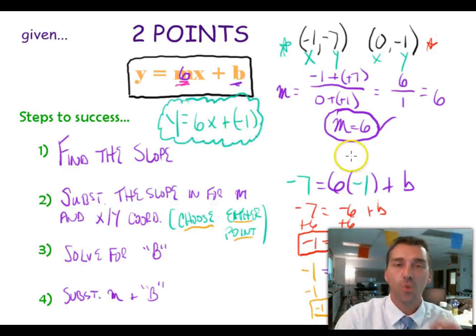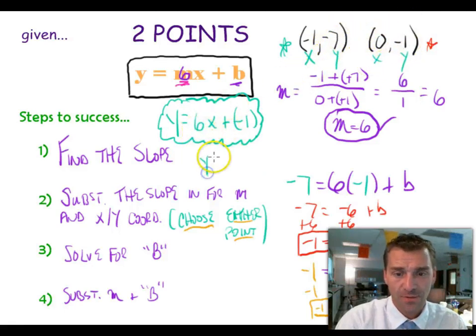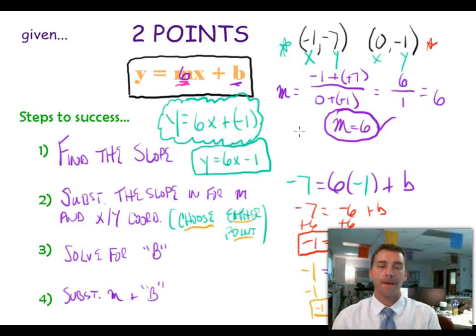So that is the equation of the line that goes through -1, -7 and 0, -1. It goes through those 2 points. And there it is. Now, again, you can write it this way just to make sure we're clear. You can write it as 6x minus 1. Most times you'll probably see it like that.